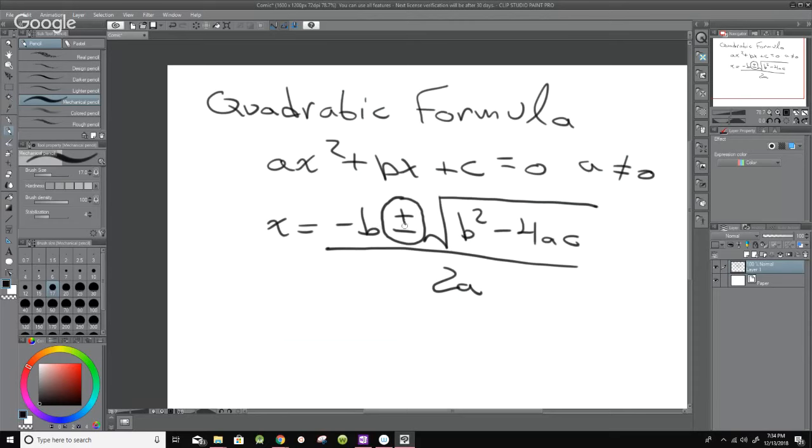And one of the things people trip up on is they'll forget that you have that plus and minus. So don't lose sight of that. So this would give you two x's, x1 where you use the plus, and then x2 where you use the minus as well.